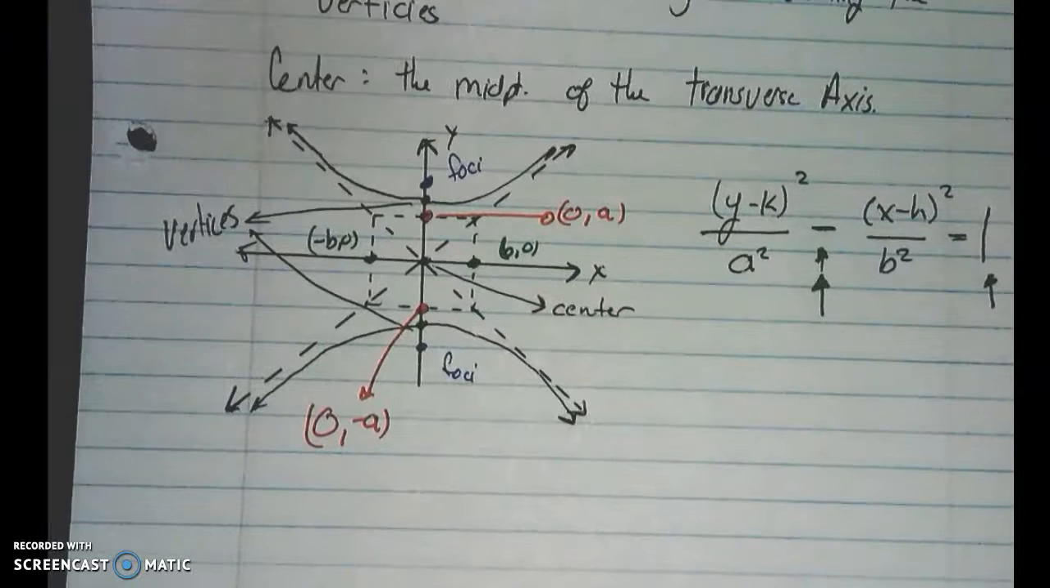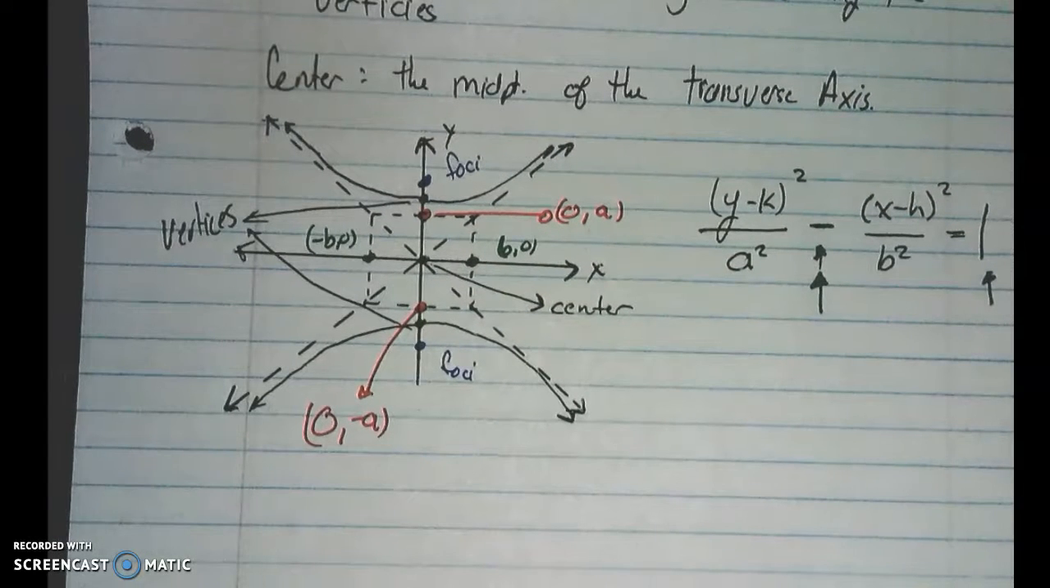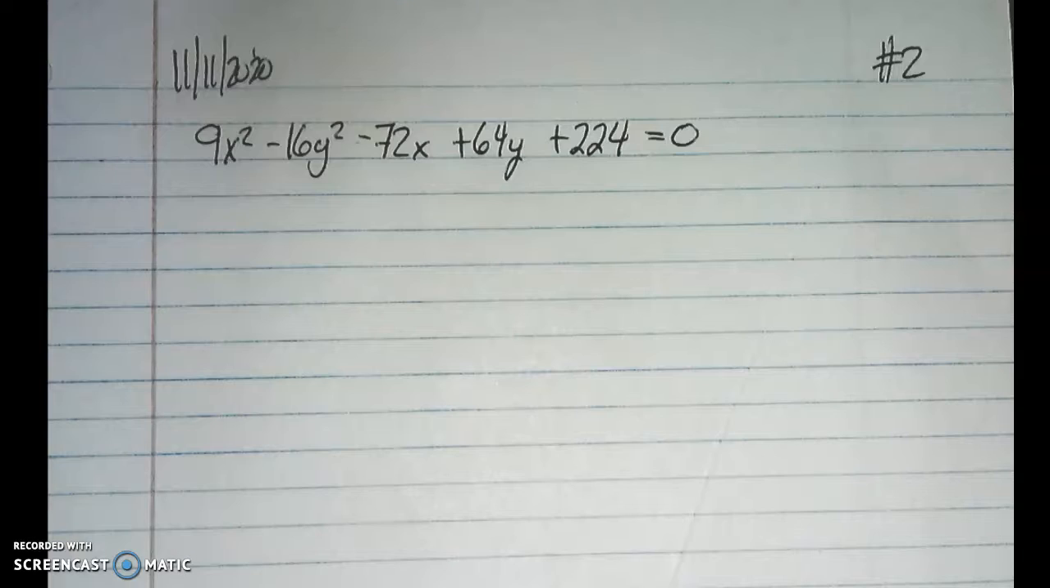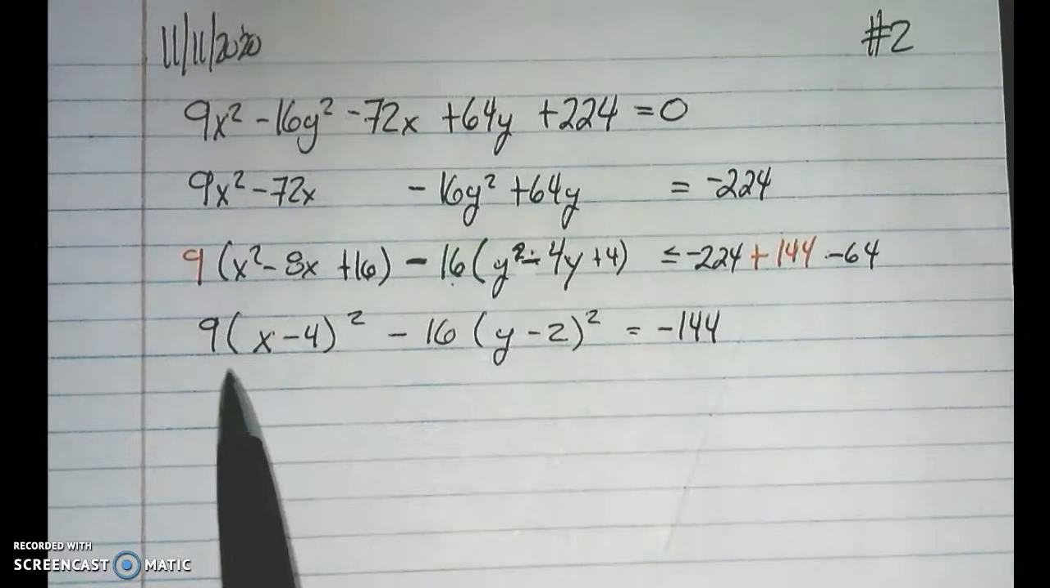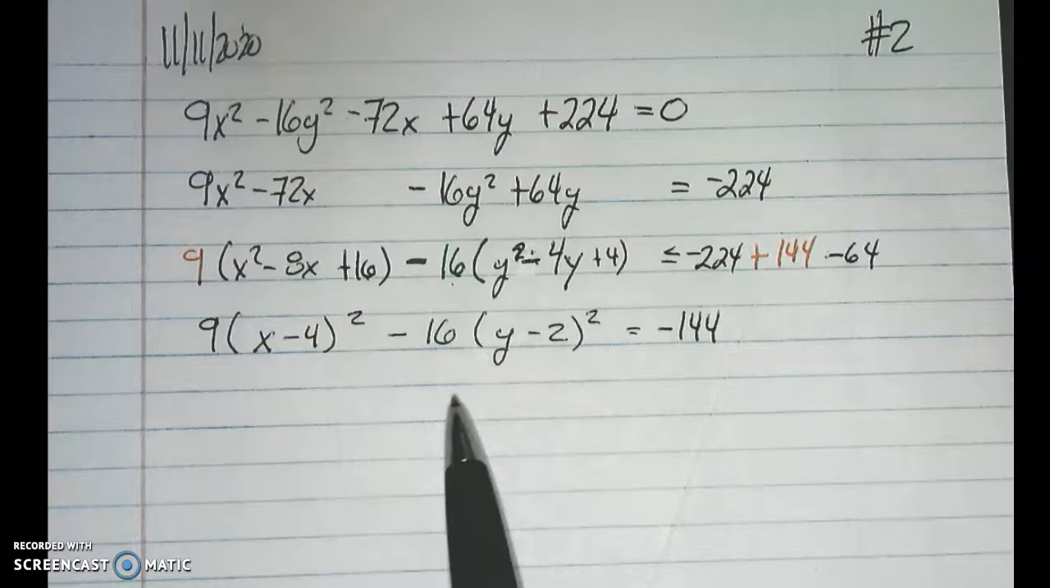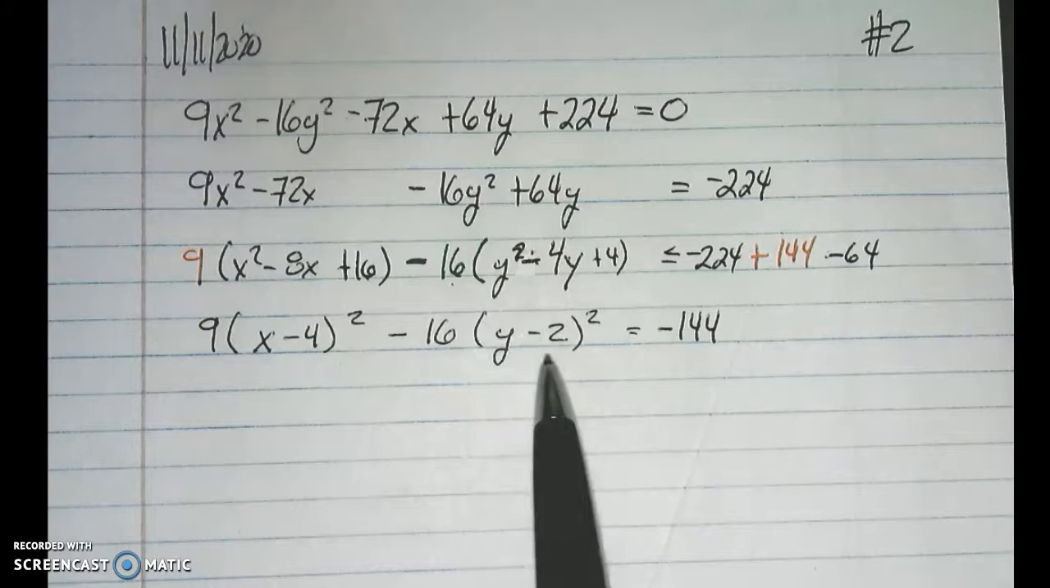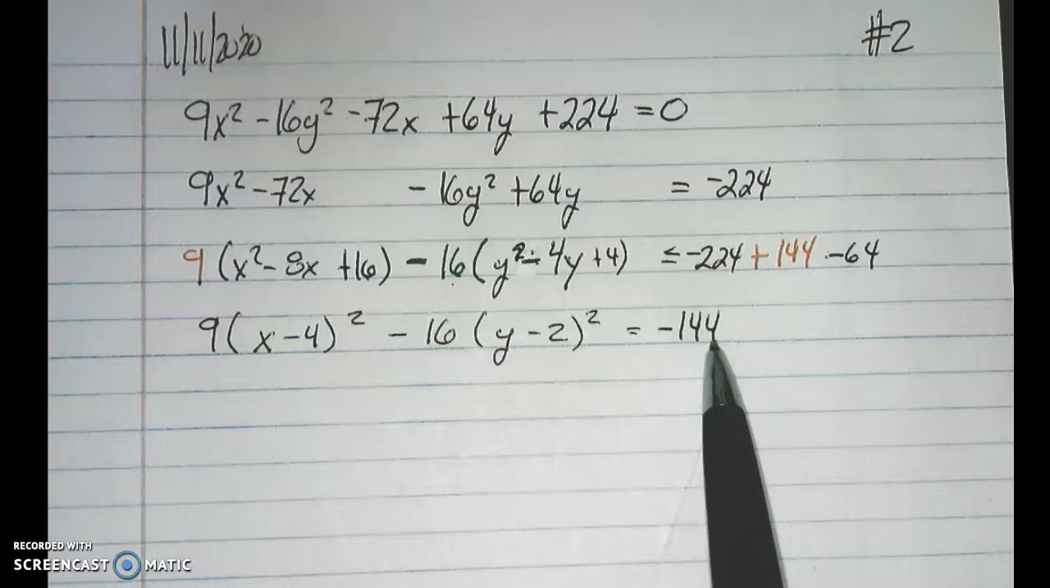Okay? So what we're going to do is start with the hardest example. Our first example is 9x squared minus 16y squared minus 72x plus 64y plus 224 is equal to 0. First thing I want you to do is complete the square for the x and for the y, and then we can go from there. After completing the square, we get 9 times (x minus 4) squared minus 16 times (y minus 2) squared is equal to negative 144.